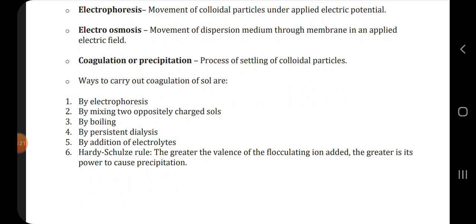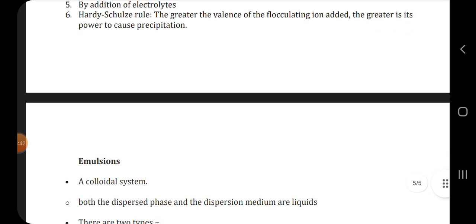Then coagulation or precipitation: the process of settling of colloidal particles. Ways to carry out coagulation of solutions are by electrophoresis, by mixing two oppositely charged solutions, by boiling, by persistent dialysis, by adding electrolytes, and by the Hardy-Schulze rule: the greater the valence of the flocculating ion added, the greater is its power to cause precipitation.